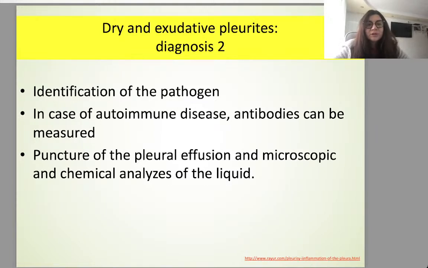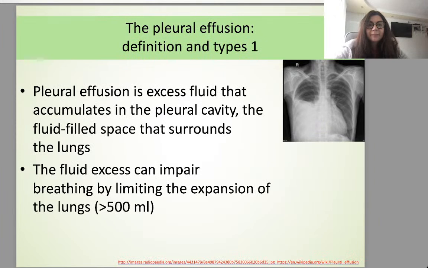Moreover, for diagnostics, we can identify the pathogen. In case of autoimmune disease, antibodies can be measured. Another option is a puncture of the pleural effusion with microscopic and chemical analysis of the liquid.